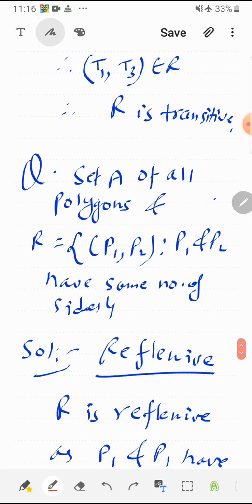Next question is again very simple, but these kinds of questions have been asked in board exams, so obviously it is important. Set A is the set of all polygons. Polygon means any closed figure with n number of sides. On that set we have defined a relation, ordered pair (P1, P2), such that P1 and P2 have the same number of sides. Remember, I said same number of sides. I haven't mentioned same sides, means I am not talking about the length of the side, I am talking about the number of sides. Triangle is related to triangle because they have 3 sides.